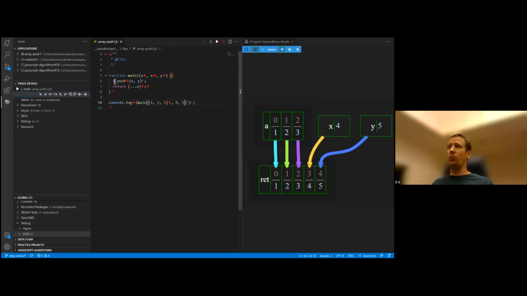Basically what we do here is we take the A, which is again 1, 2, 3, and push these 2 values into it, and then return a copy of that. And so we would see 1, 2, 3 pushed 4 and 5. So that's 1, 2, 3, 4, 5. That's kind of what we would expect. And it's exactly what we see. We see A over here, and we see an X over here, Y over there. And then all of that's pushed together into one array, and then everything is returned.